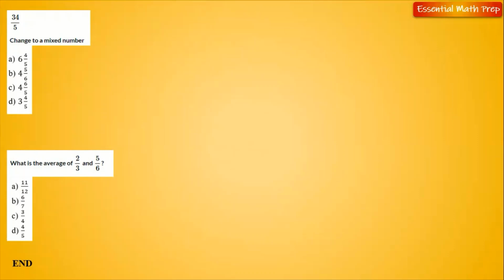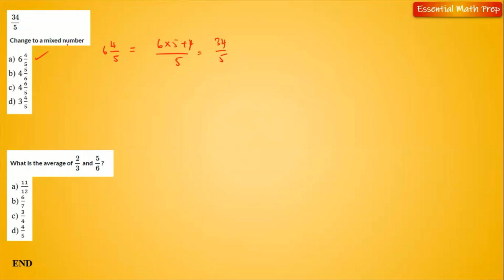Change to a mixed number, 34 over 5. Okay, so how do we do it? Well, the easiest way to solve this sort of problem is to actually use the answer choices themselves. So if you take choice A, it's 6 4/5, right? So 6 times 5 plus 4 over 5. That's 34 over 5. Well, I was experimenting and the first choice happened to be the correct answer, so that's done.